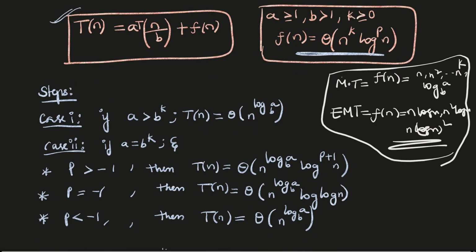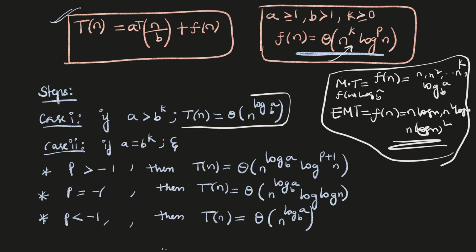So there are basically three cases. When you see the first case, here we compare a and b power k. In the master's theorem we compared f of n and logarithm of a base b, but here we are comparing a and b power k. We also know that b power k is nothing but the power of n in terms of f of n. So when a is greater than b power k, then your time complexity for the given recursive relation would be theta.